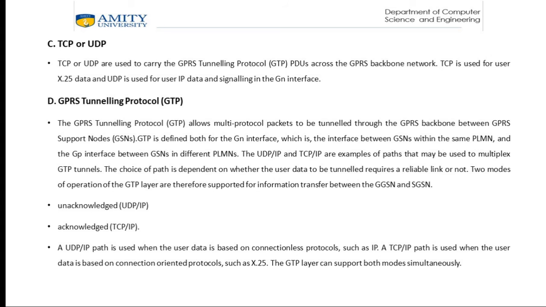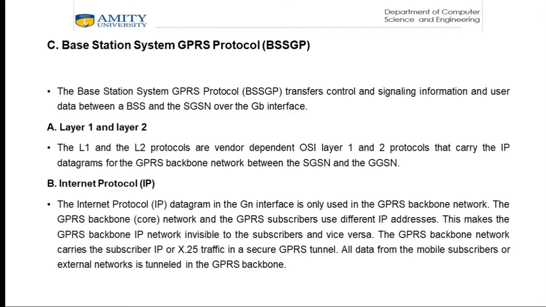For the Gn interface, we have layer 1 and layer 2. The layer 1 and layer 2 protocols are vendor dependent OSI layer 1 and 2 protocols that carry the IP datagrams for the GPRS backbone network between the SGSN and the GGSN. Next, the Internet Protocol, or IP.